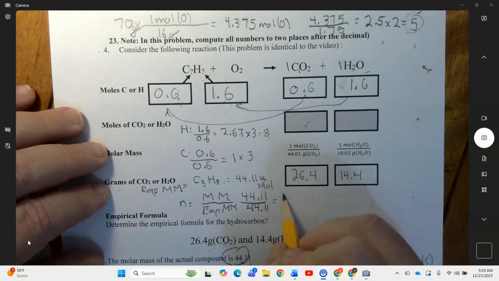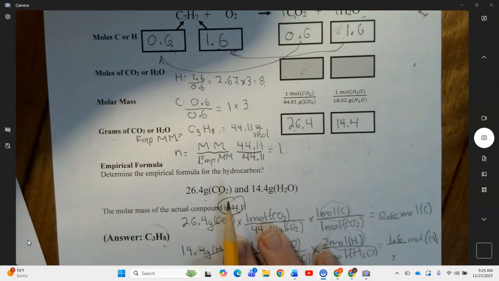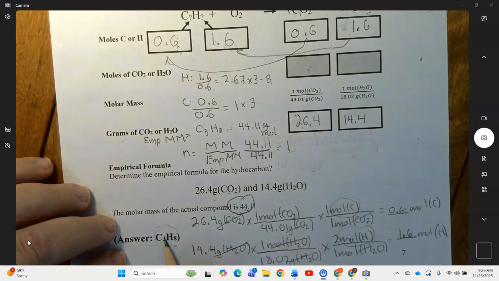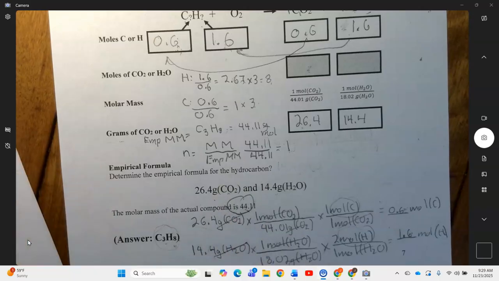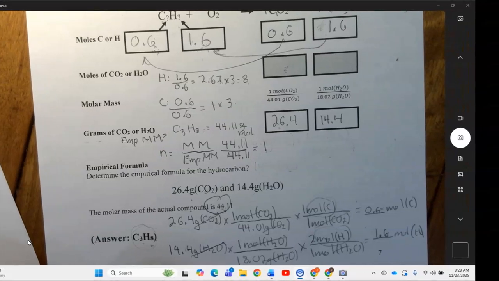Okay, and that's going to equal 1. So that's your multiplication factor. So you multiply that by the actual empirical formula. So 1 times C3 is C3, 1 times H8 is H8. In other words, you're multiplying either of those subscripts, and you're going to get the final molecular formula of C3H8. You need to write all this out or you don't get credit. Okay, this is not a copying exercise. So go ahead and do that calculation.